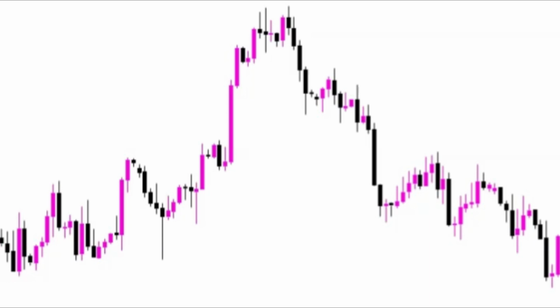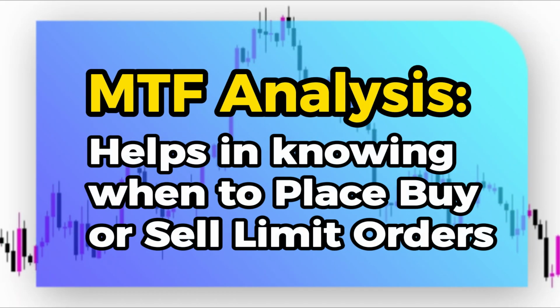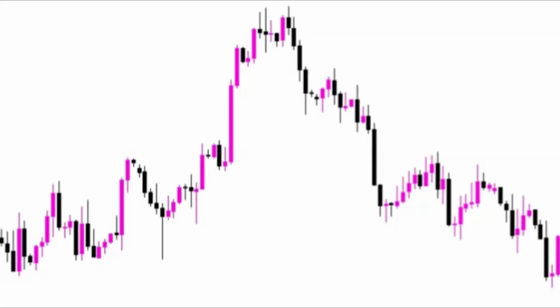A lot of retail as well as institutional traders use this analysis to set their buy or sell limit orders into the market, as the market respects the higher time frame's point of interest more, which would help them in making a profitable trade.